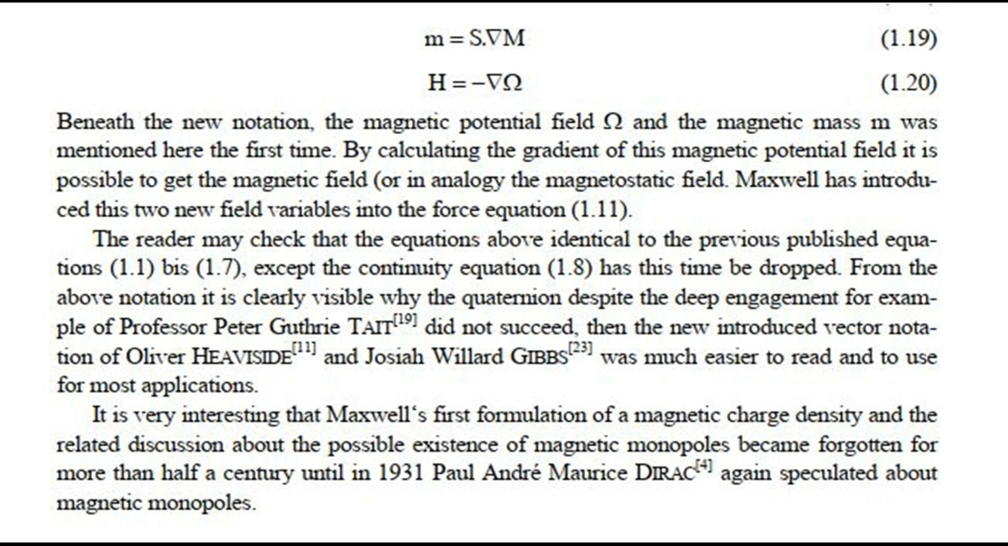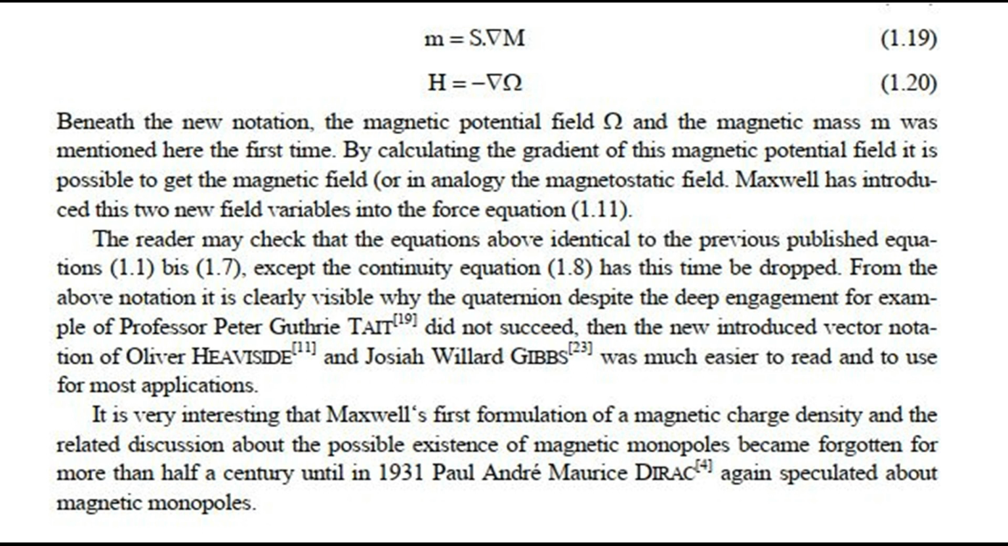From the above notation it is clearly visible why the quaternion, despite the deep engagement for example of Professor Peter Guthrie Tait, did not succeed. The newly introduced vector notation of Oliver Heaviside and Josiah Willard Gibbs was much easier to read and to use for most applications. It is very interesting that Maxwell's first formulation of a magnetic charge density and the related discussion about the possible existence of magnetic monopoles was forgotten for more than half a century, until in 1931 Paul Adrien Maurice Dirac again speculated about magnetic monopoles.